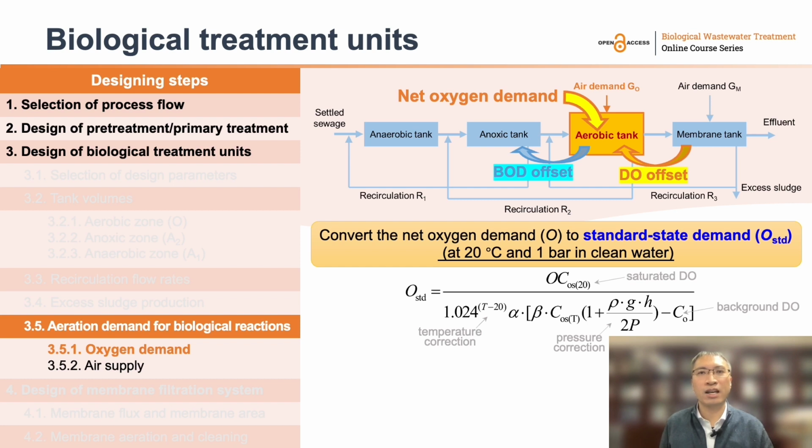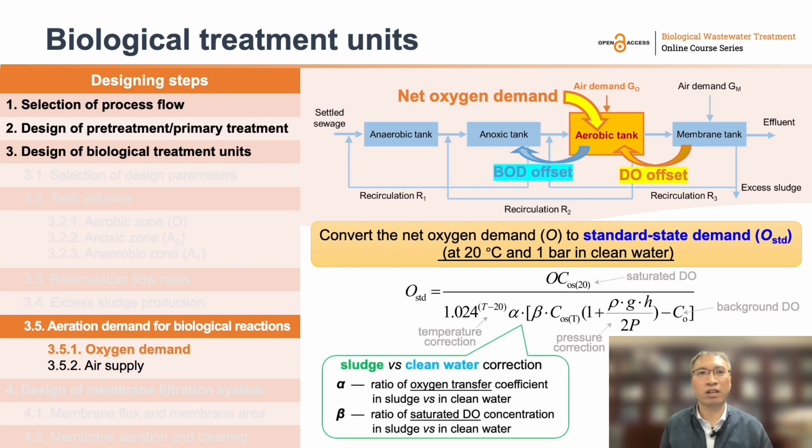The average DO background in the aerobic tank is typically at the level of 1 to 2 milligrams per liter. Alpha and beta are empirical parameters to correct the sludge condition compared to clean water. Specifically, alpha is the ratio of the oxygen transfer coefficient in the sludge to that in clean water, and beta is the ratio of saturated DO concentration in the sludge to that in clean water.